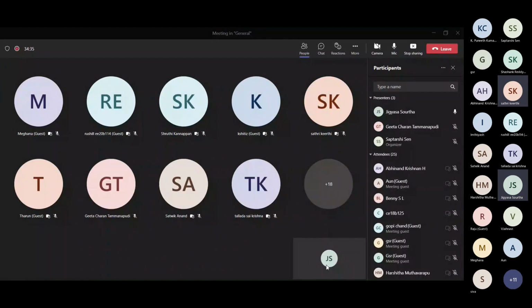Okay, so before beginning, let's just see once what is bottom-up approach.